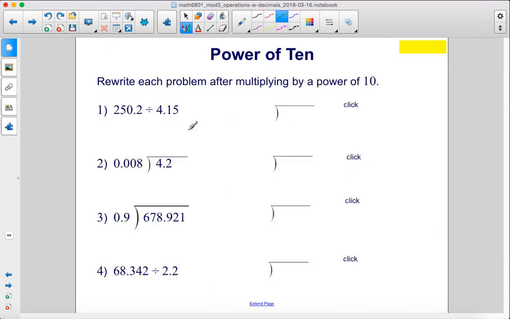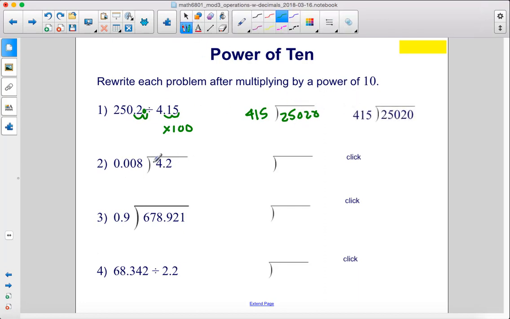Rewrite each problem after multiplying by a power of 10. Alright, so here, this is our dividend and this is our divisor. So we're going to be moving this over 2 spots. To do that, we multiply both numbers by 100. Here, this would move over 2 spots as well, and that would give us 415 as our divisor and 25020 as our dividend.